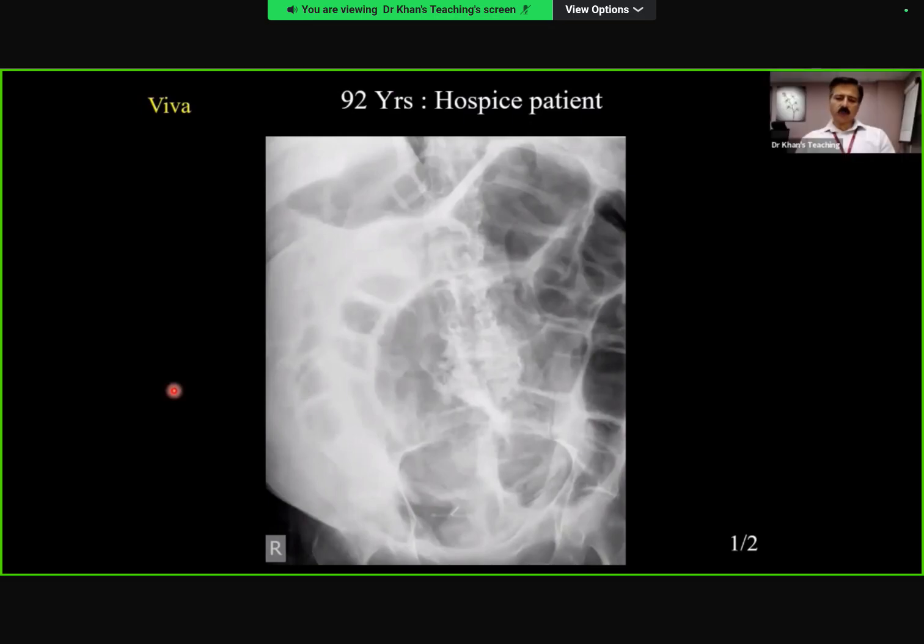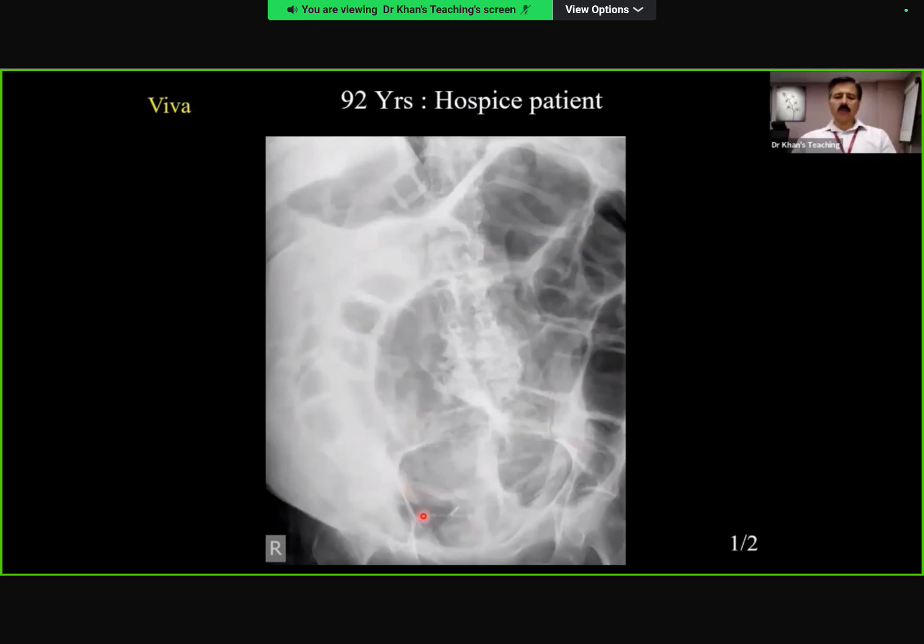Why do you say sigmoid volvulus? I can't see the haustration patterns in the large dilated bowel loop. The axis appears to project more to the left, and it's more common than cecal volvulus, especially in this age group and in a hospice patient. So with the clinical information.